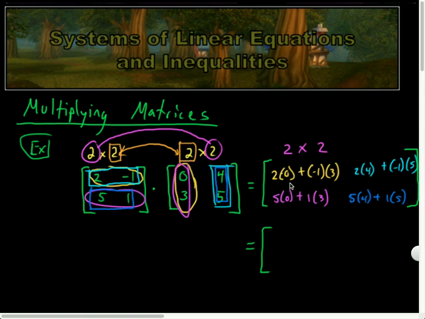So 2 times 0 is 0, plus negative 3 is negative 3. Let's see, the next element, 2 times 4 is 8, plus a negative 5 is positive 3. 5 times 0 is 0, plus 3 is 3. Well, that's a lot of 3's showing up. 5 times 4 is 20, plus 1 times 5 is 5, so that's 25. So this is the answer to that matrix multiplication.